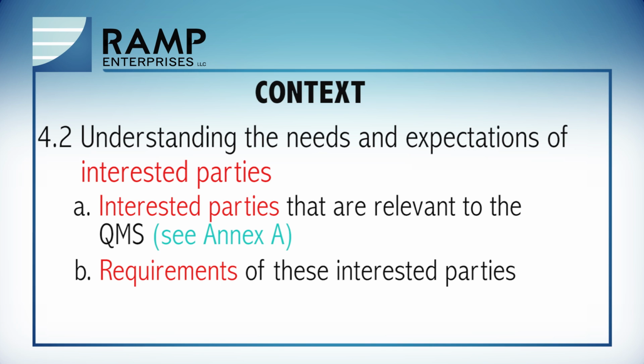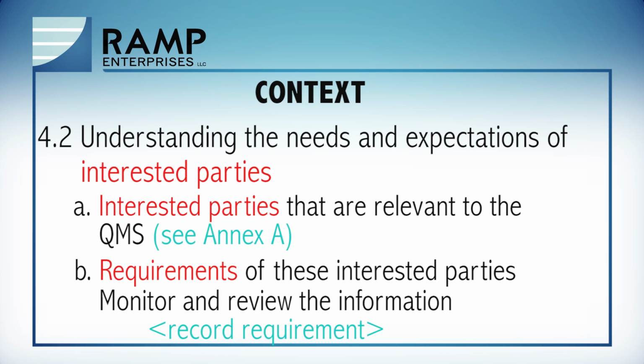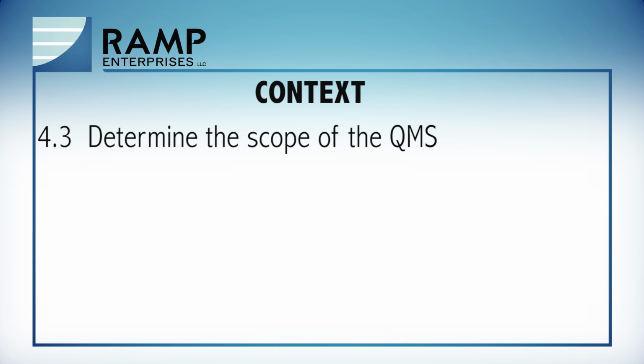So interested parties may be your stakeholders, may be your customers, may be your investors, may be your suppliers. These are folks that are involved with your organization and play a role in the relevancy of your quality management system. We are required to monitor and review the information associated with understanding the needs and expectations of our interested parties.